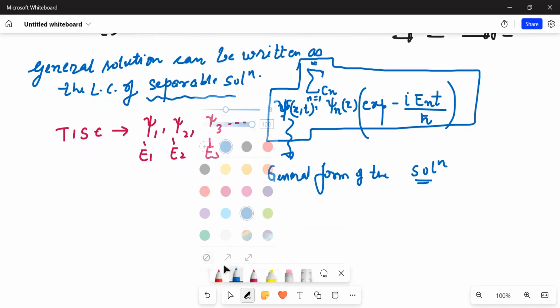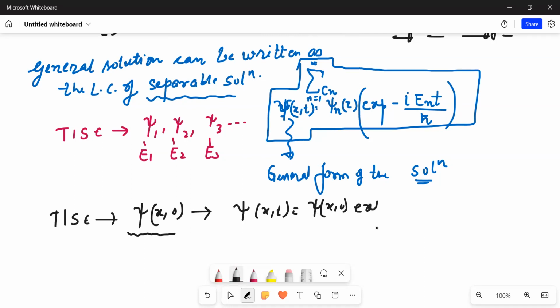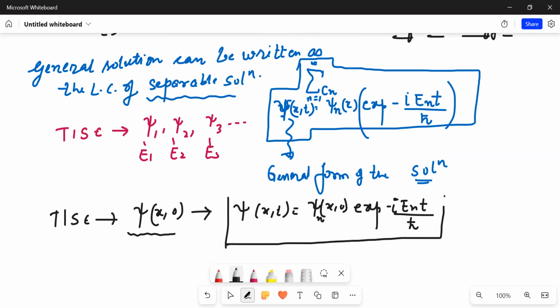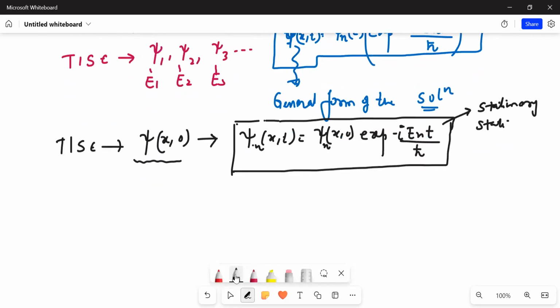Okay, so what is the way ahead? Given the time-independent Schrödinger equation, we can always find psi as a function of x at any future time by writing psi at x comma 0 times the exponential term, exponential of minus iota E n t upon h cut. Please do remember that this is a stationary state. Indeed, this is a stationary state.